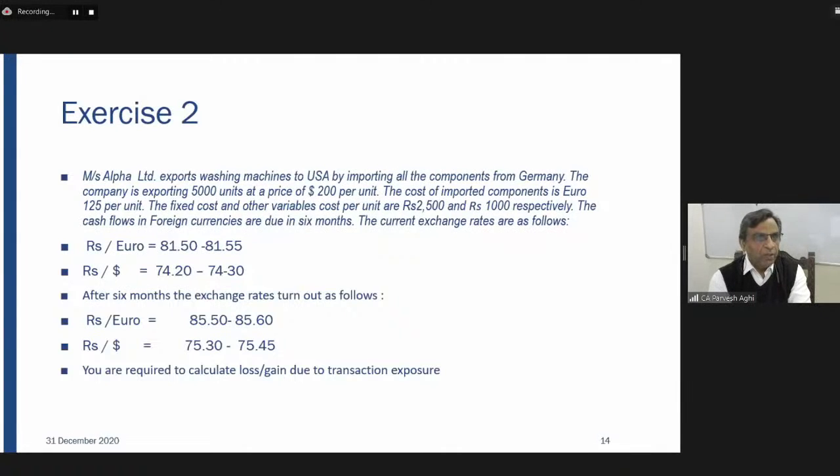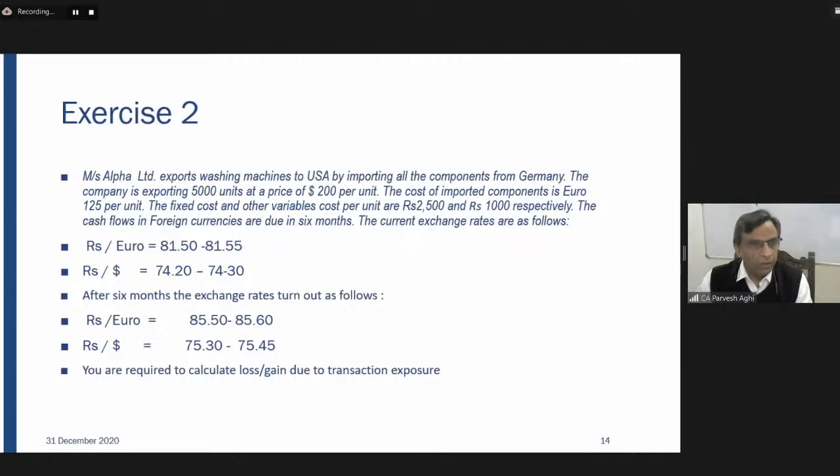Whereas if you are importing components from Germany, you look at the ask rate, because you have to make a payment to Germany in euros. So the relevant rates would be the ask rates. Why? Because you're going to purchase euros, you are going to buy them. So you are going to look at the selling rate of the bank, which is the ask rate of the bank.